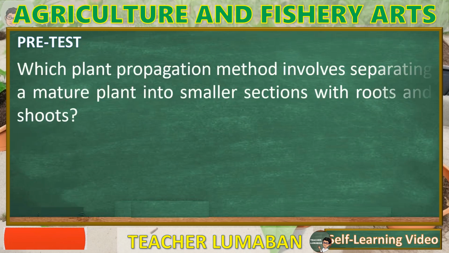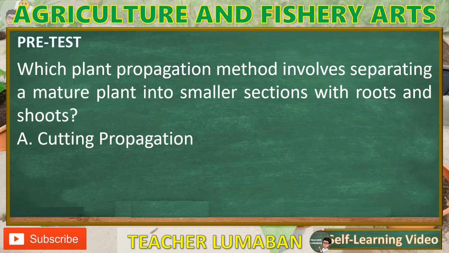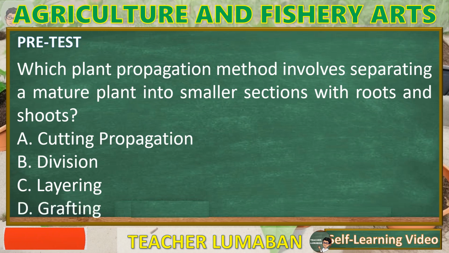Which plant propagation method involves separating a mature plant into smaller sections with roots and shoots? A. Cutting propagation. B. Division. C. Layering. D. Grafting.